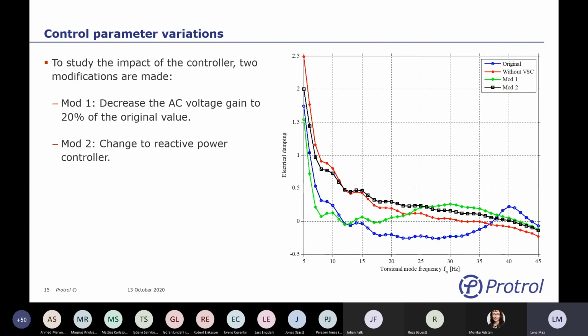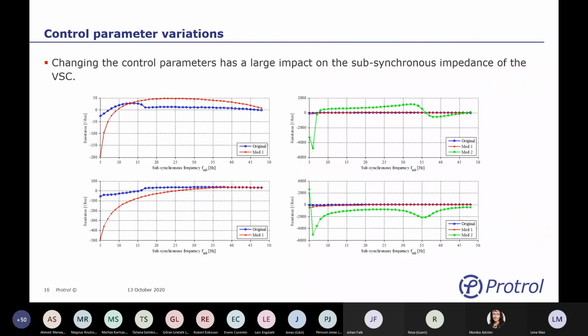And looking at the results here, from the original blue curve, we will get the green curve with a decreased AC voltage gain, and the black curve by changing to a reactive power controller. And we can see that the control parameters have a large impact on the electrical damping, and also that the damping will increase by these modifications.